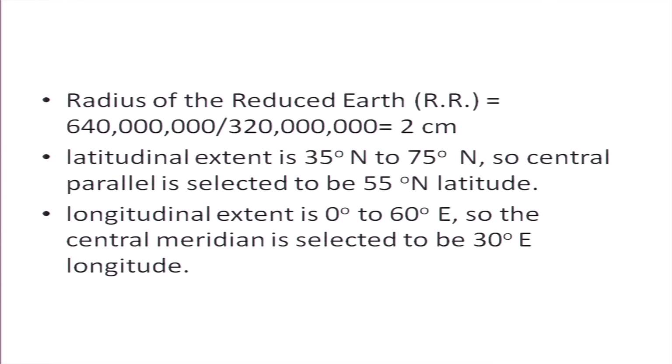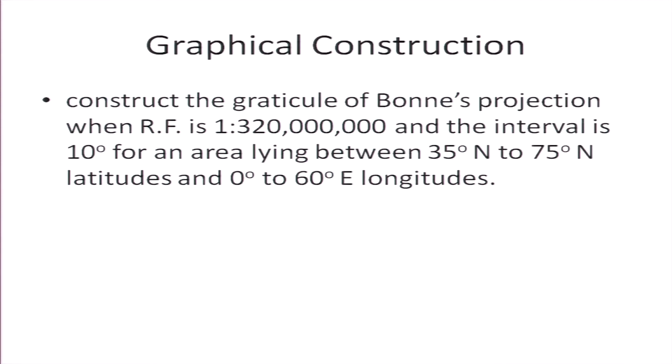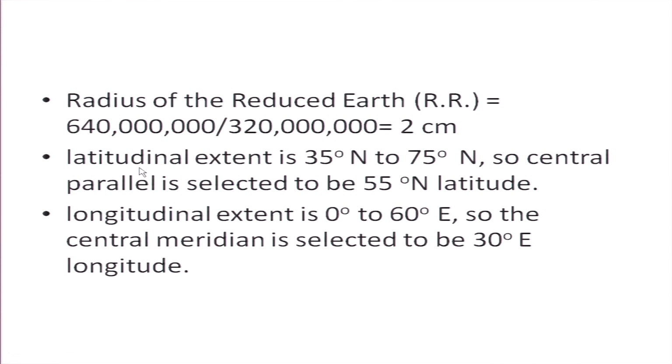When we convert this kilometers into centimeters, we get 640 million centimeters. Now if the RF is given as 320 million units, then 320 million units is represented by 1 unit on the map. Then 640 million units would be represented by 2 centimeters, like 640 million centimeters divided by 320 million centimeters would be 2 centimeters. So we have got the radius of reduced Earth as 2 centimeters.